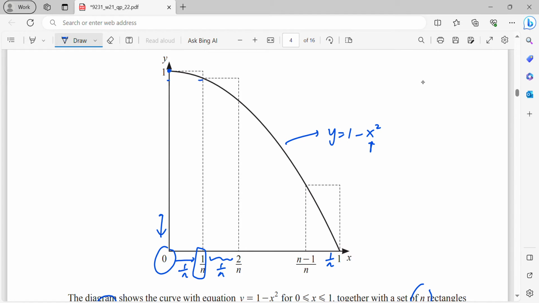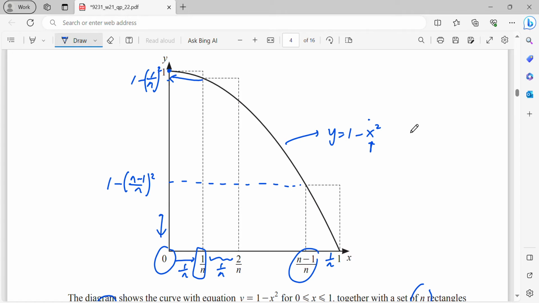So this height is basically 1 minus 1 over n, which is my x squared. Okay, and then same goes to the last one. The last one here, it will be 1 minus, because we are referring to this ordinate, so this is my x now, n minus 1 over n squared. Okay, so this is how I get the height of the rectangles.